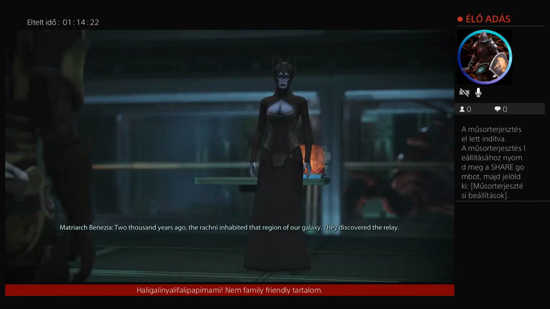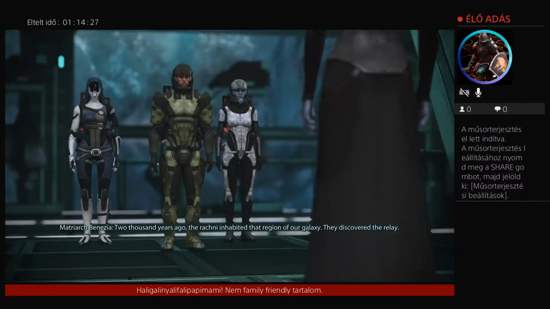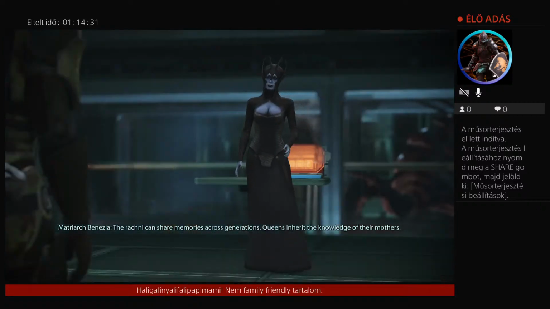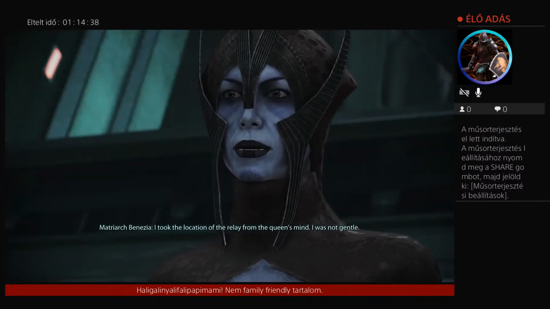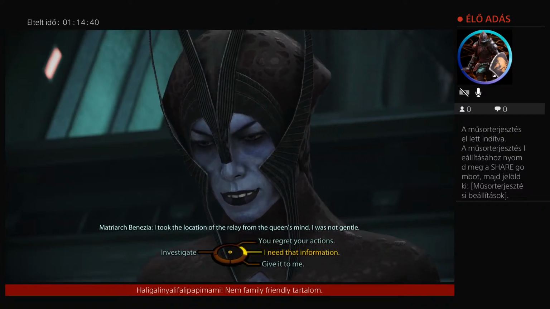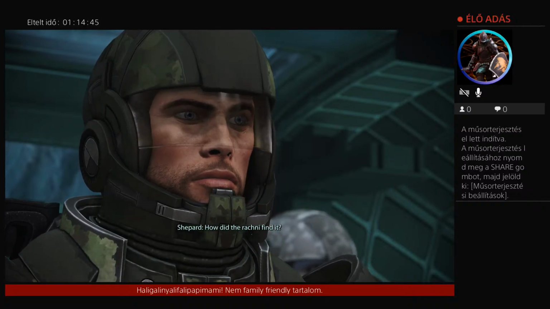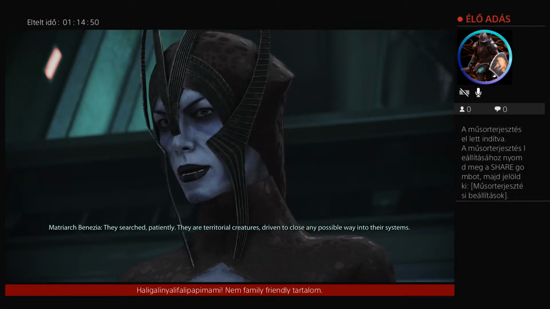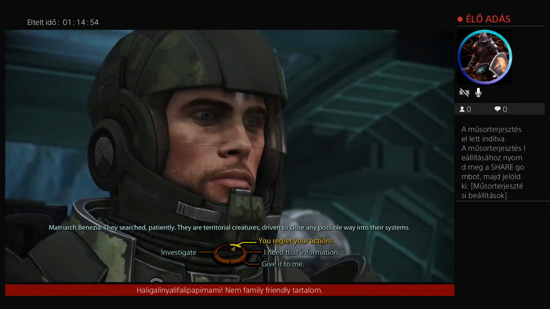2,000 years ago, the Rachni inhabited that region of our galaxy. They discovered the relay. The Rachni can share memories across generations. Queens inherit the knowledge of their mothers. I took the location of the relay from the Queen's mind. I was not gentle. How did the Rachni find it? They searched, patiently. They are territorial creatures, driven to close any possible way into their systems.